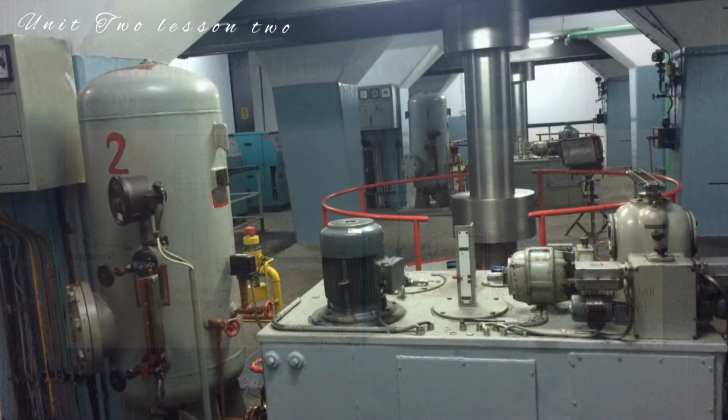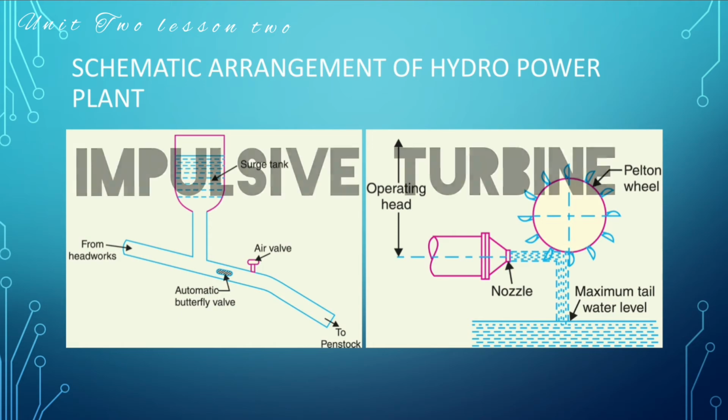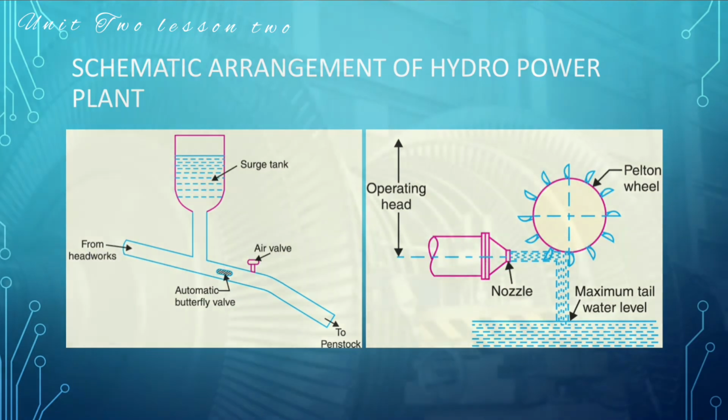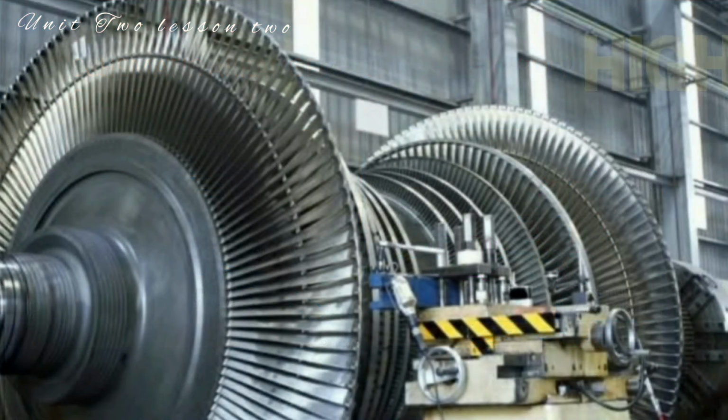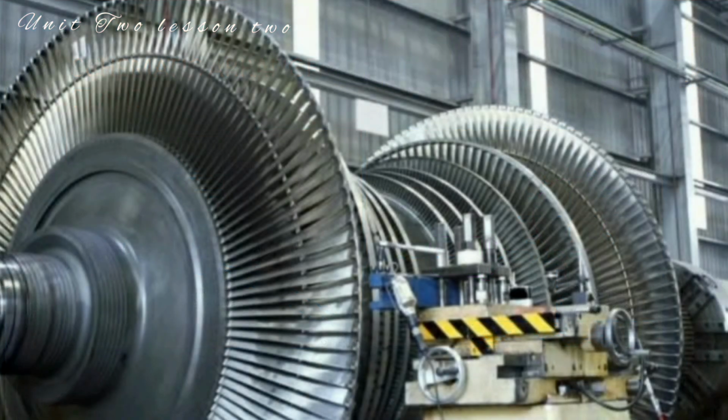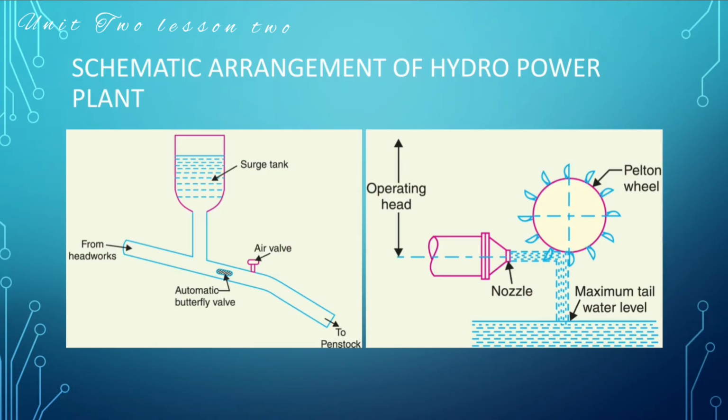Water turbine. Water turbines are used to convert the energy of falling water into mechanical energy. There are two main types of water turbine: one, impulse turbine, and second, reaction turbine. First, the impulse turbine. Such turbines are used for high head. In an impulse turbine, the entire pressure of water is converted into kinetic energy in a nozzle, and the velocity of the jet drives the wheel. An example of this type of turbine is the Pelton wheel.